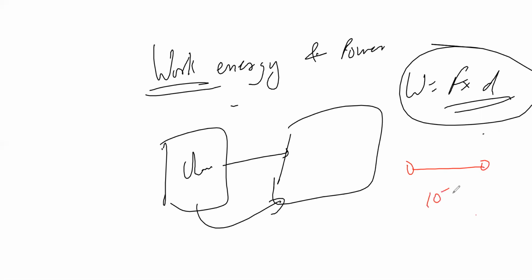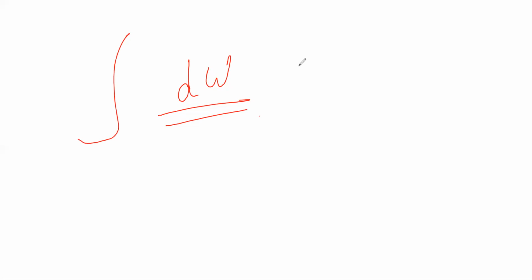Electron means a size of around 10 power minus 19 or something like that, a very, very small size. So for a very, very small electron, we'll use a very, very small work done, dW. Correct? Then to find the full work done, what will you do? We'll take the integral of dW. This is the next thing I'm going to teach you. Integral of dW. So what is the formula I told you for integration?